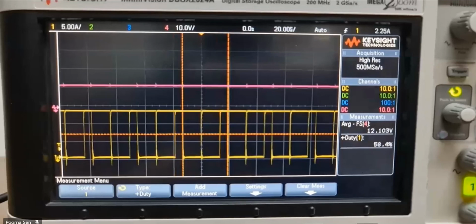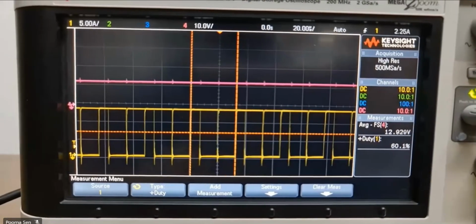Duty 60.1%. Output voltage 12.924 volts. Load current 190 milliampere.